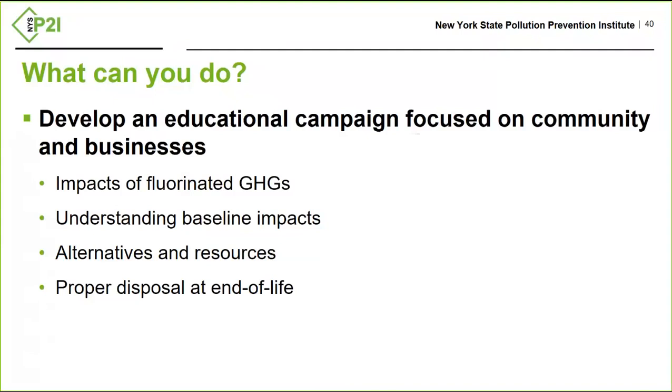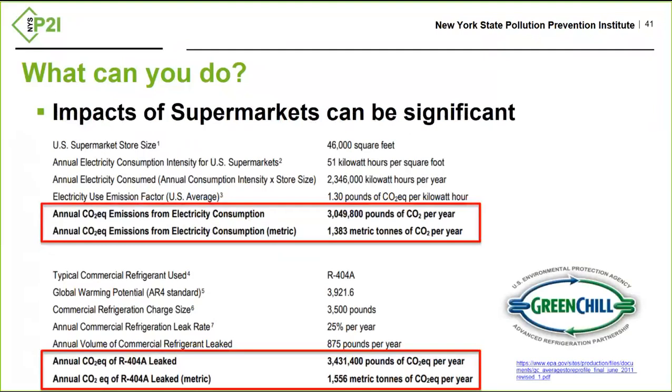Where would you focus? This is an example of the impacts of supermarkets. They can be significant. This information came off the EPA's GreenChill program and is a profile of an average supermarket in the U.S. An average size of the supermarket, they considered at 46,000 square feet. It's important to put it in perspective.